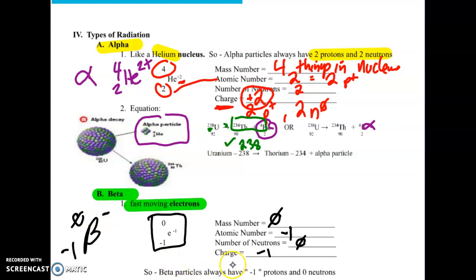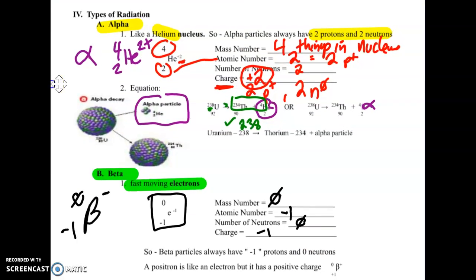So a beta particle always has a -1 proton and 0 neutrons. We got one more thing kind of in the same topic. A positron is kind of the opposite of a beta particle. It's like an electron but it has a positive charge. It's not a proton, it's not an electron, it's like a negative electron that becomes a positive electron. Similar symbol, but we just show it with no mass, a positive charge of 1.